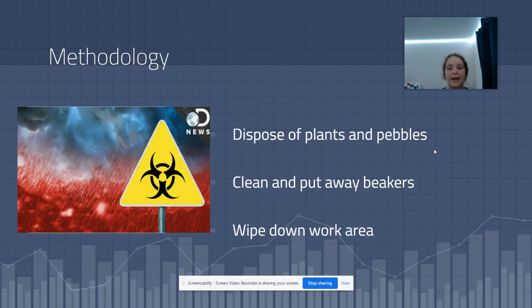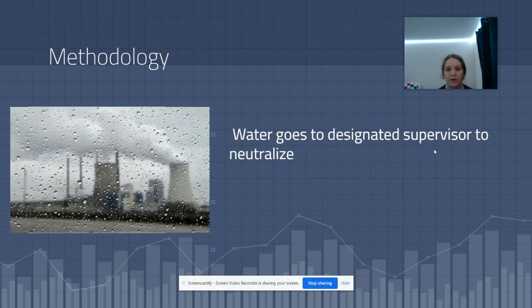Then I double bag and dispose of all plants and pebbles. After that, I clean the beakers and put them away, and then I wipe down my work area. Then I give the bucket to the designated supervisor, that way they can neutralize it.